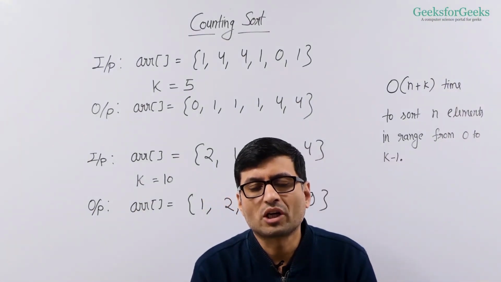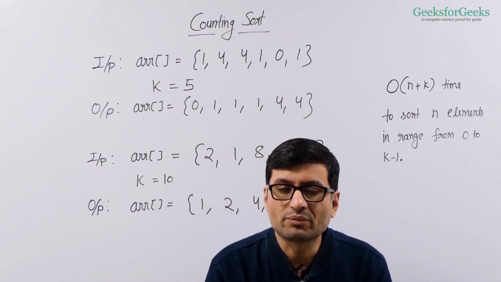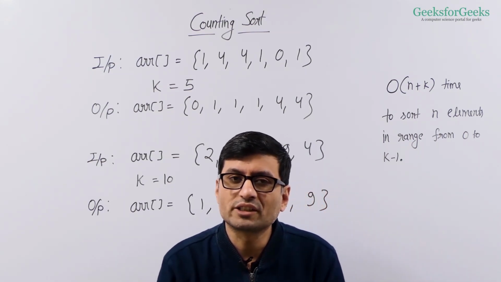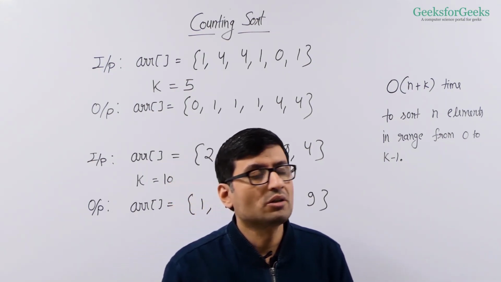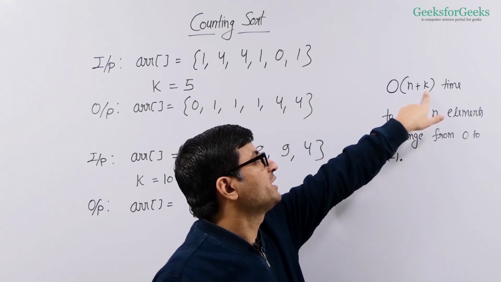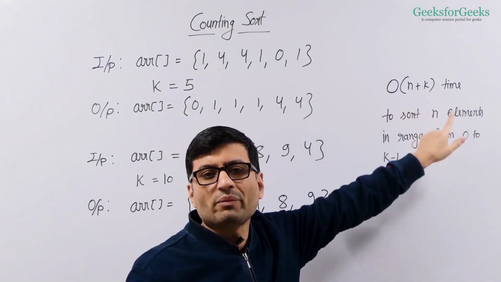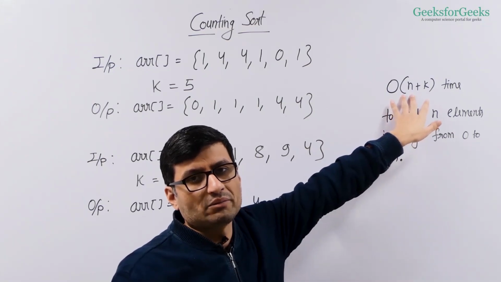Let us talk about counting sort algorithm. Counting sort is a linear time algorithm for the cases when our input elements are in a small range. For example, if we have n elements and elements are in range from 0 to k minus 1, then counting sort is going to take big O of n plus k time.